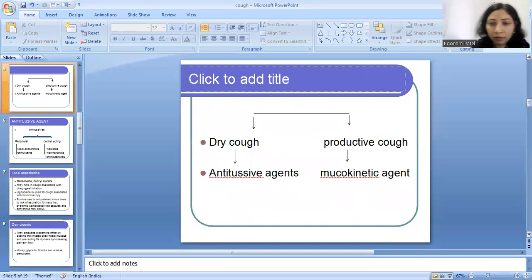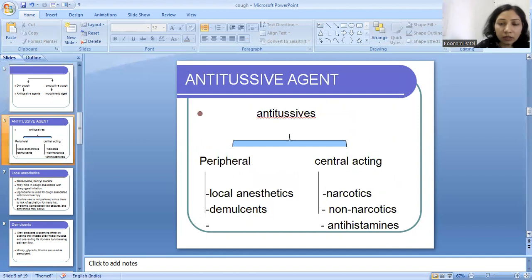So the main categories of drugs used in treatment of cough are antitussive agents, which are mostly used for dry cough, and mucokinetic agents, which are mainly used for productive cough. So come to the antitussive agents. Antitussive agents are the drugs which suppress the cough, and they may be peripherally acting or centrally acting.